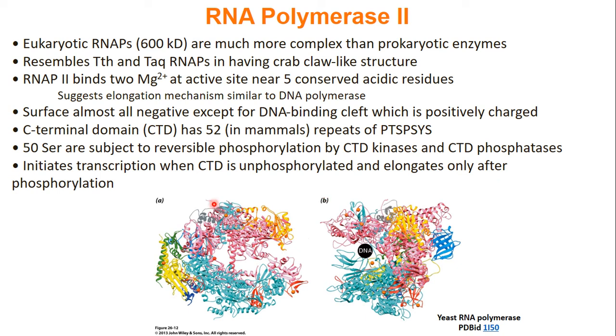And this phosphorylation and dephosphorylation is very important because transcription will be initiated when the C-terminal domain does not have any phosphates. But it will only start to elongate after phosphorylation. So these serines in the C-terminal domain are serving as a control point for the processes of initiation and elongation.